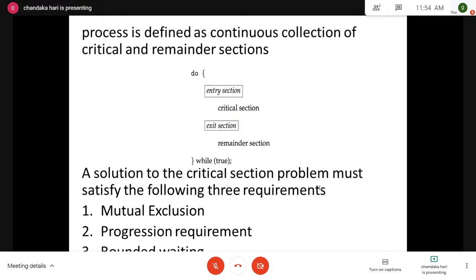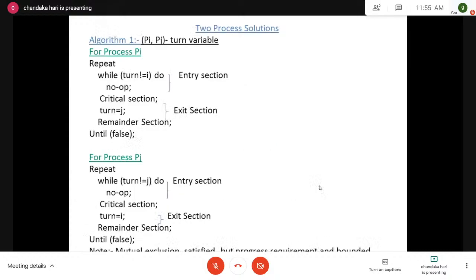So how do you understand this? We'll solve this by using some problems. These problems have already appeared in many GATE examinations, so I haven't taken sample questions from elsewhere. We'll look at algorithms and see which conditions are satisfied in those algorithms and which are not. Now we'll see the two process solutions. There are various questions which come up in GATE.